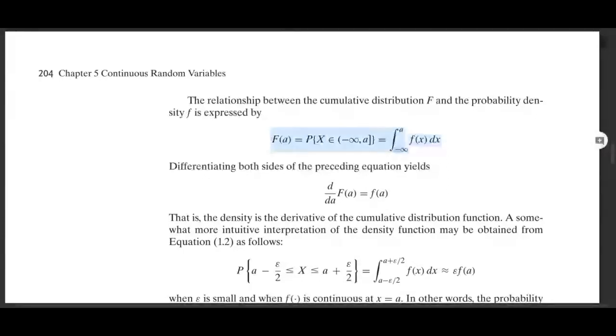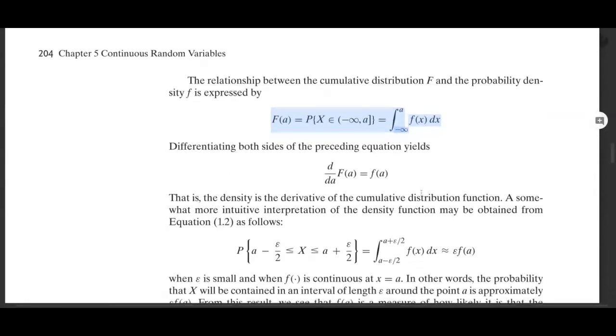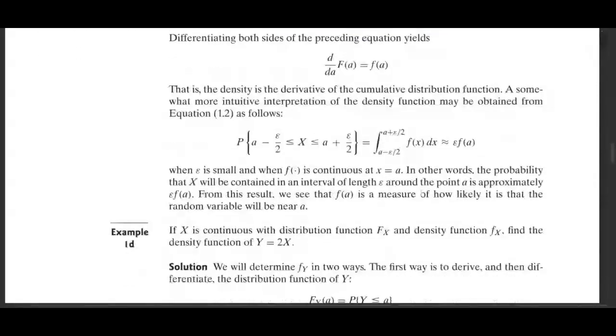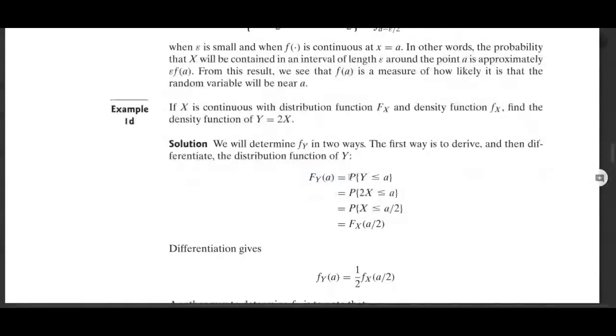Right. So F of a is the probability of X less than a. So F of a is the probability of Y less than or equal to a, where Y is 2X. That's the probability of X less than or equal to a divided by 2. So that's just this.